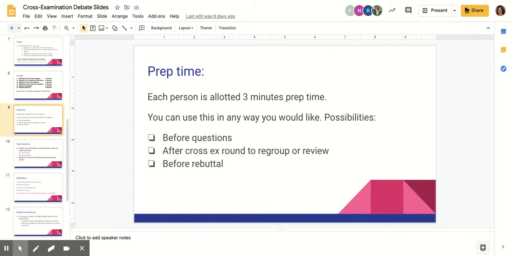You're going to get 3 minutes of prep time again, and you can choose to break it up however you want to. Some suggestions would be before you do the cross-examination, ask the questions, or after the cross-examination round to regroup or review what happened in the cross-examination round. And then I always suggest that you use prep time before the rebuttal to make sure that the rebuttal person is ready to go.